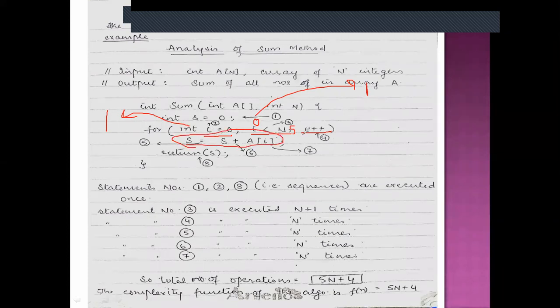Then i will be incremented by 1. i will become 1. Then again, I will compare 1 is less than 5. So 2 operations I'm performing. 2 is less than 5. Yes. Then again, I'm going to the while loop.